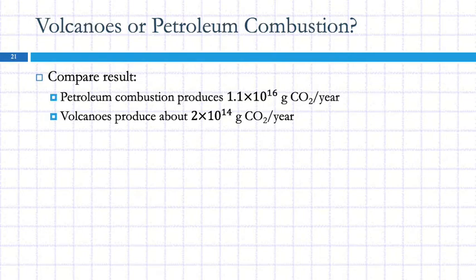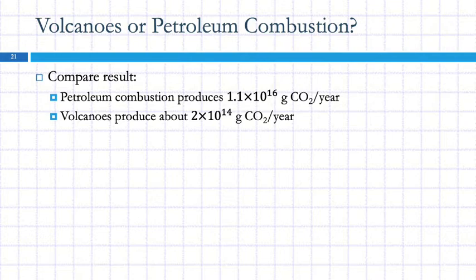So we just calculated that petroleum combustion produces 1.1 times 10 to the 16th grams of CO2 per year. They estimate that volcanoes produce about 2 times 10 to the 14th grams of CO2 per year. That's a lot of CO2, but it's smaller, right? It's hard just looking at those numbers to see the magnitude of the difference.